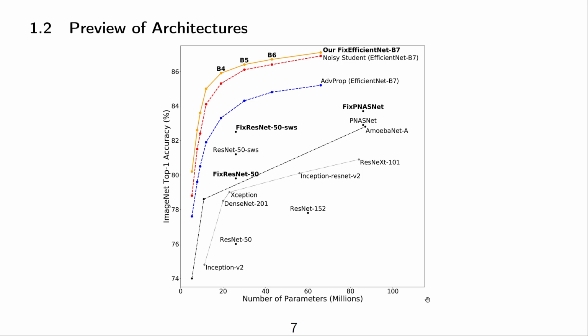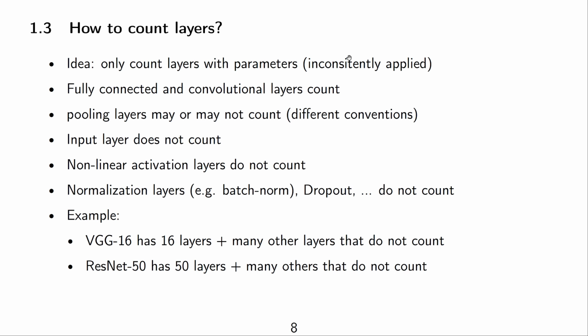But in our discussion, we will go back in time, and we are starting to discuss famous networks that aren't even on this slide yet. And then we would like to work our way up basically to this network, fixed EfficientNet B7.